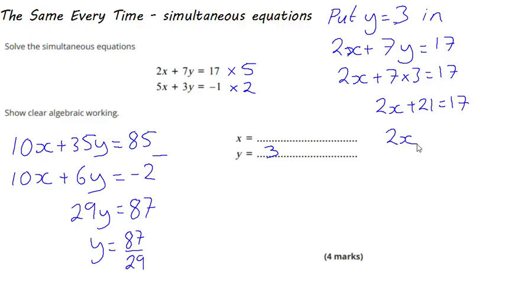So my plus 21 on my left-hand side, I need to do a take away 21 on the right-hand side. So 17 take away 21. So 2x equals, okay, 17 take away 21 will give us a negative number, negative 4. So x equals negative 4 divided by 2. Makes a nice whole number, negative 2. So there we are, same every time, follow the same method. Not always the quickest method, the most efficient method, but it will get you to the answer. You just have to be a little bit careful with this, make sure that you are accurate.